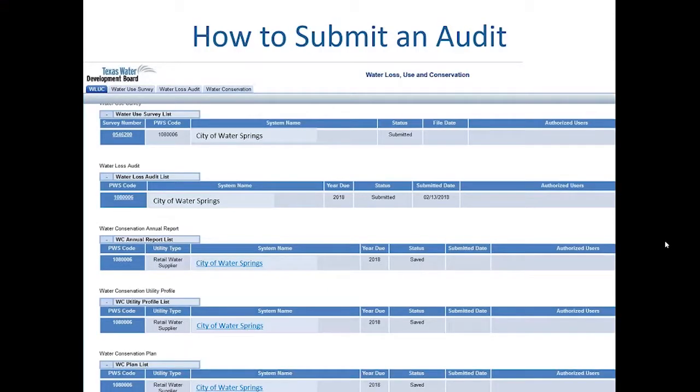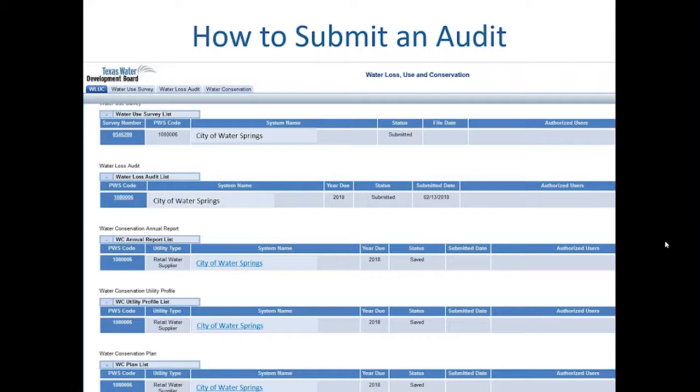So we know who has to submit. We know why we might want to submit a water loss audit or complete one. How do you submit a water loss audit to the board? Well, one of the things that the legislature required of us was to create an easy application for the utilities to complete the reports that are required of them from our agency.